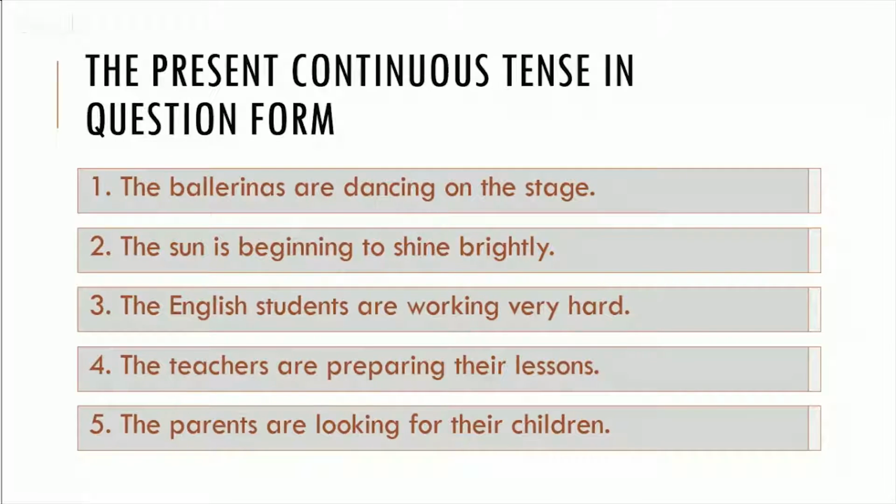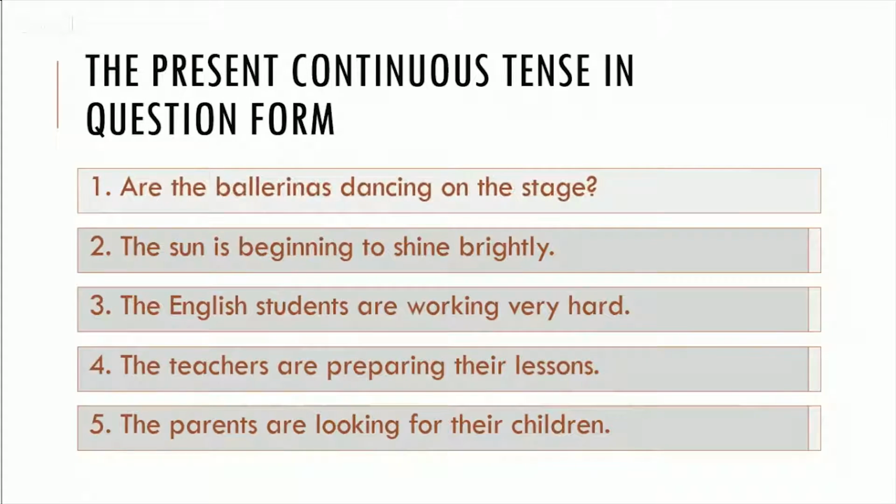I do have one answer there that I just saw came in. That answer is correct. You take the verb to be and you move it to the beginning of the sentence and you add a question mark at the end. If you do that, then you have just converted the sentence into a question. So the answer is, are the ballerinas dancing on the stage? Are the ballerinas dancing on the stage?